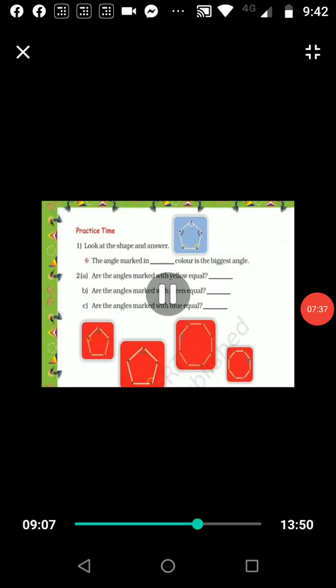Now practice time. As you can see in this picture, look at the shape and answer. Here we have given a picture. This is in your NCERT book. You have to solve in your books also. So look at the shape and answer. The first is the angle marked in dash color is biggest angle. See the picture carefully and see which angle is biggest. So you can see black color angle is the biggest.